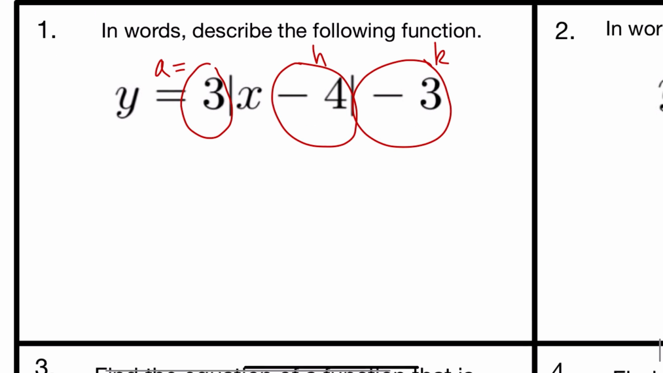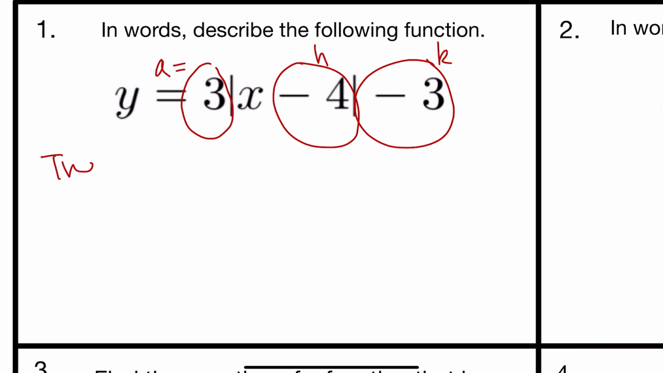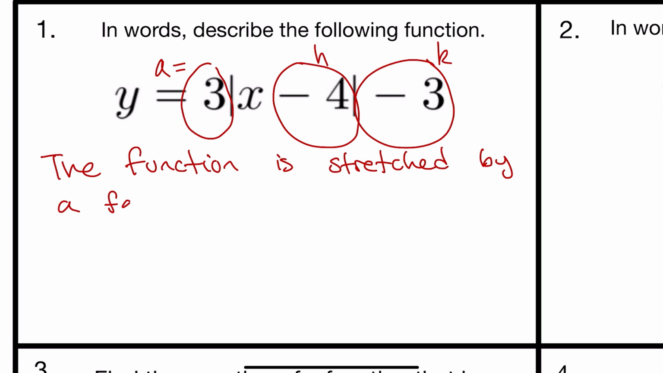When we say this, we're going to say the function is stretched by a factor of 3. That is A. It is going to be stretched by a factor of 3. We use stretched because 3 is bigger than 1. And that's it. That's my only reasoning, is that 3 is bigger than 1. So that's the word that we're going to use. It's also positive, so we don't need to use reflected.